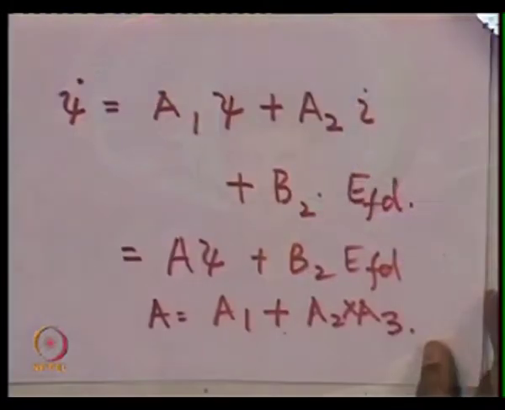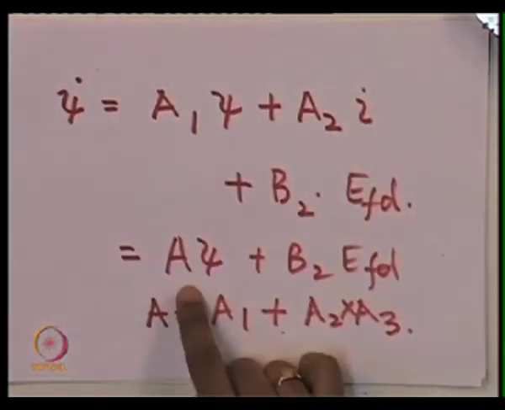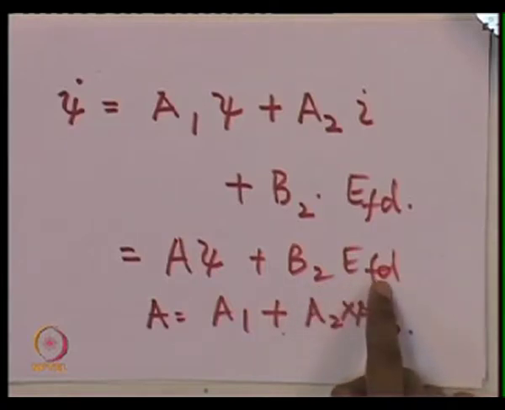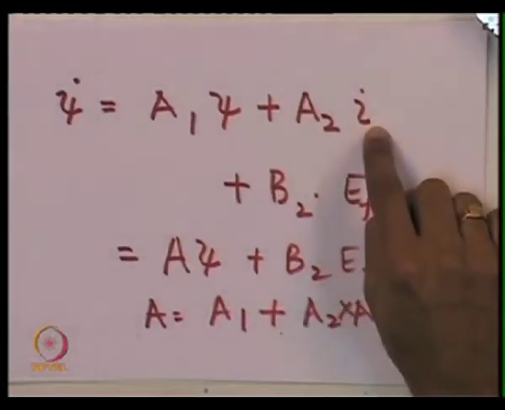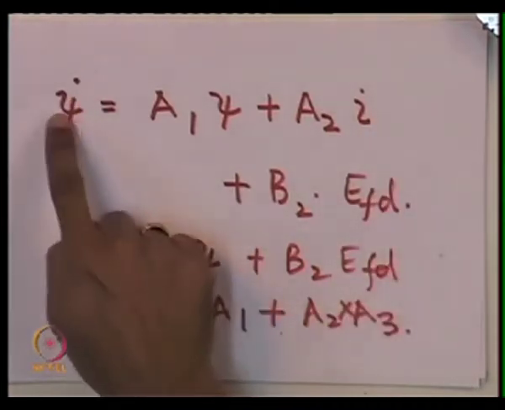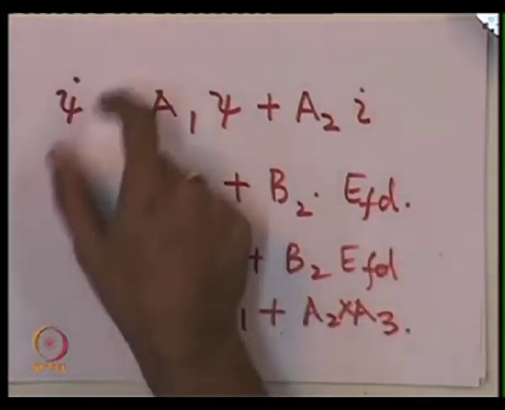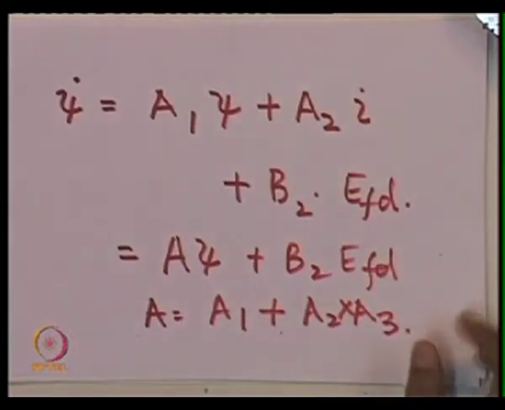Recall that once we have got the equations of the machine in this form, which is a purely state space form, psi dot is equal to A into psi plus B2 into EFT. Remember that I is nothing but A3 into psi. So finally we get psi dot is equal to A psi plus B2 EFT. This is a typical input output state space form of the machine equations.